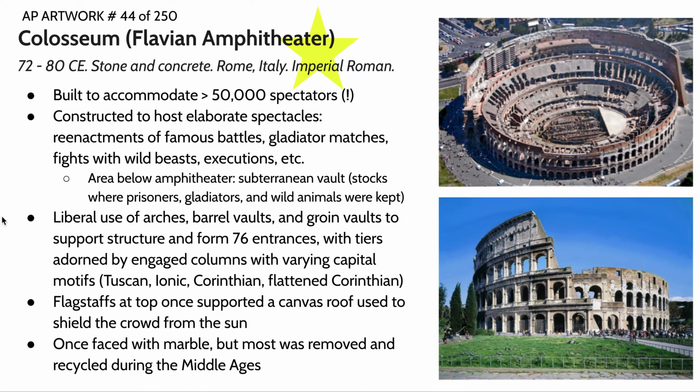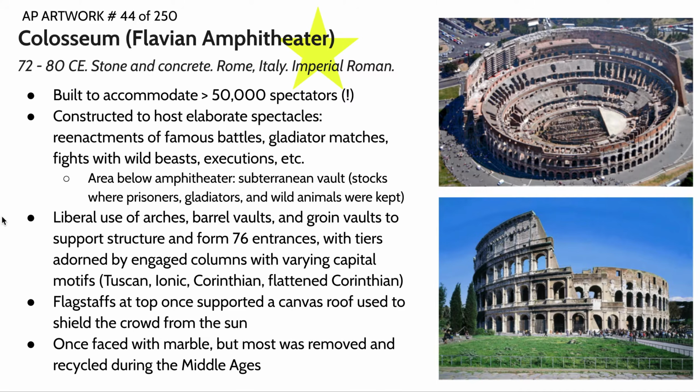Moving on to our second half of the Ancient Rome lecture. As a reminder, we have moved on from the Roman Republic to the Roman Empire. So this is the Colosseum, also known as the Flavian Amphitheater. You've probably seen images of this building before. It has become quite ubiquitous with representations of the city of Rome itself.